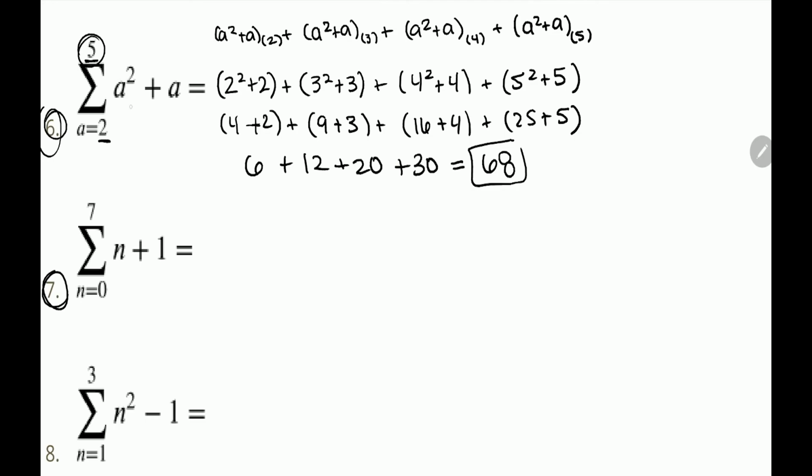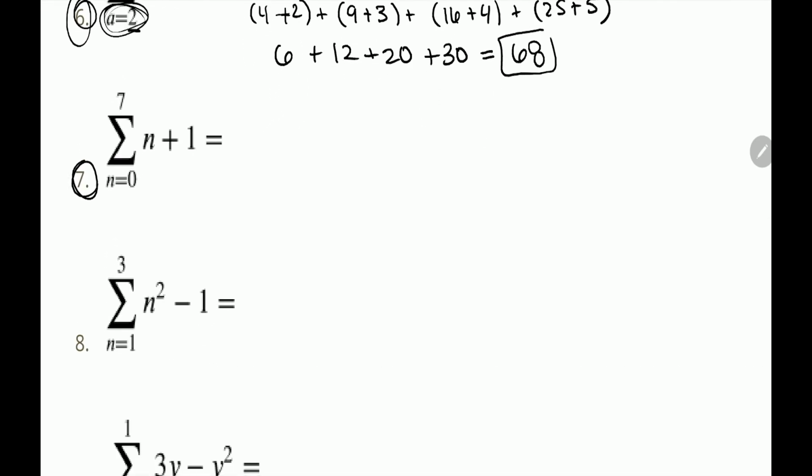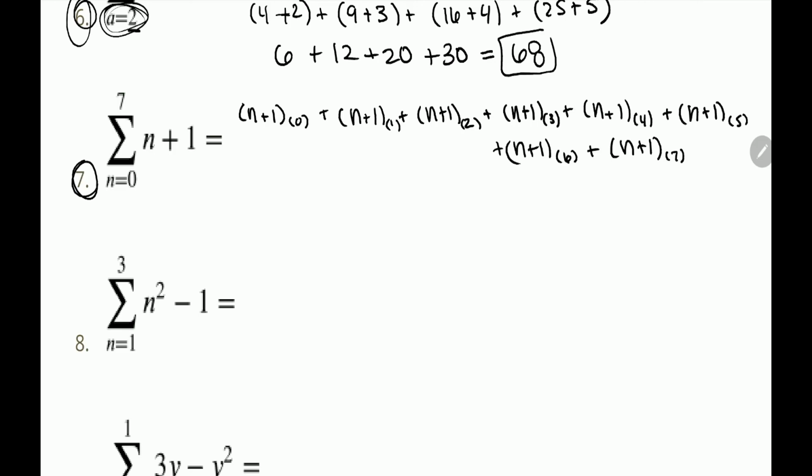So again, you take the expression, whatever we have here, we replace the variable with each number in between from this number all the way up to this number, and we add our answers together. So if we look at number 7, we have n plus 1 over and over. We replace n with 0, then with 1, then with 2, and I'm just putting the parentheses to show what I'm doing. Then we replace it with 3, and we do this all the way up to 7. We stop at 7 because that's the upper bound. We started at 0 because it's the lower bound.